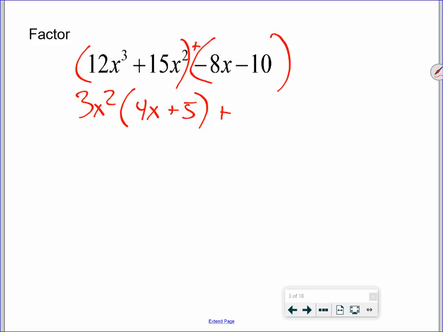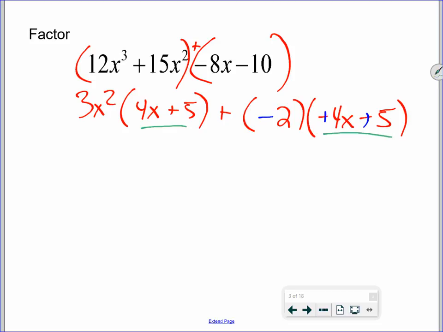Now, out of the second grouping, I can factor a 2. And what's left behind is negative 4x minus 5. Uh-oh. See, for factoring by grouping to work, this and this have to be the same, and right now they're not. But they're very close. The only difference is the sign. So what I'm going to do is factor out a negative 2. And that's going to change the sign, because remember, when you factor out, you're dividing. Dividing everything by negative 1 will change its sign. And now this and this are the same. So we can write this as 3x squared minus 2 times 4x plus 5.